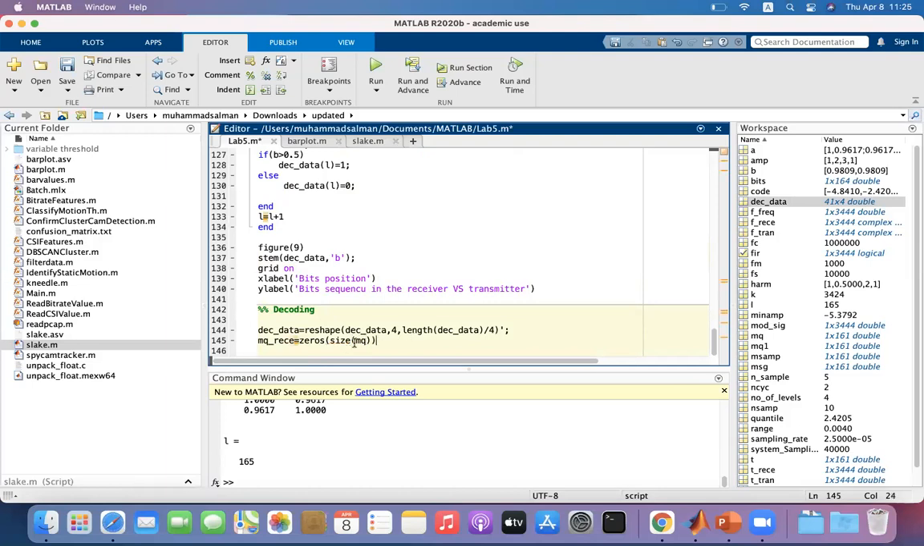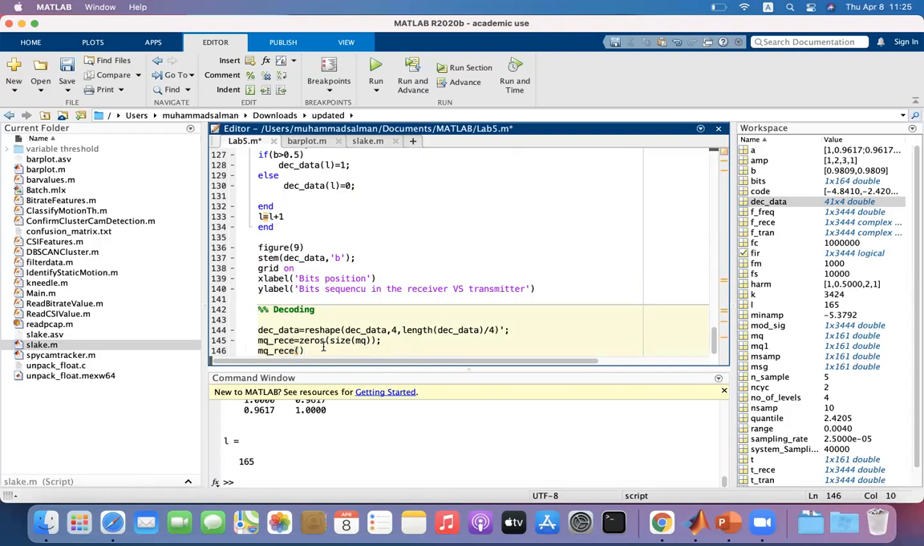Okay, so we also have to compare it with this one. They should also be of the same size, because what we are doing here is exactly reciprocal to what we had done there on the transmitter side. So now I should use this variable mq receive is equal to... so again, not like this.